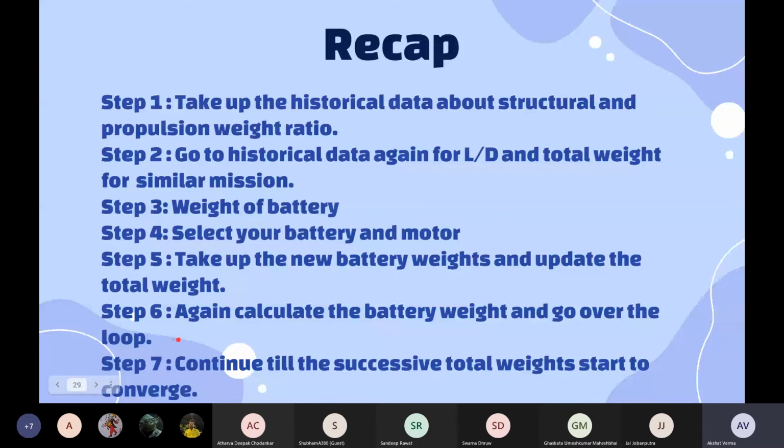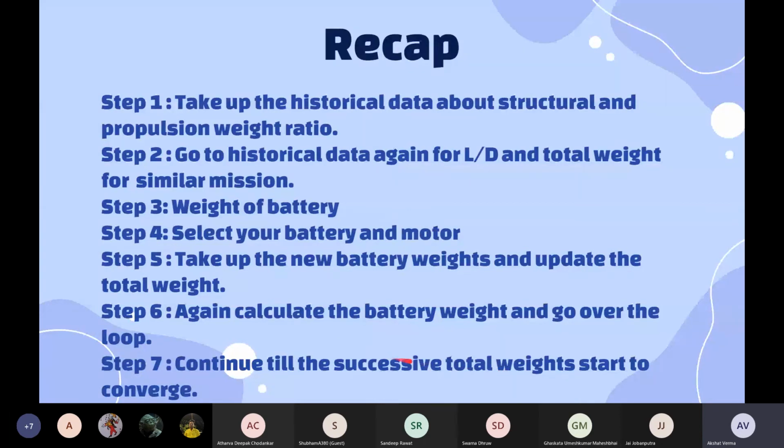So how long do we continue this loop? We continue this loop till the successive total weights start converging. What do we mean by converging here? Like, I got the updated weight after the first iteration in the previous example as 11.628, and the initial weight which we took was about 11.5 newtons.